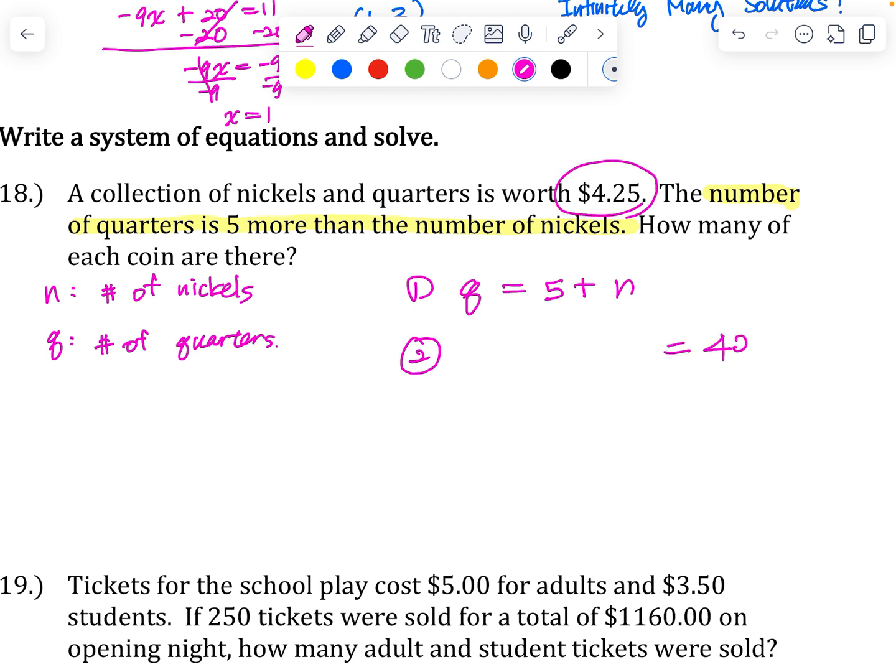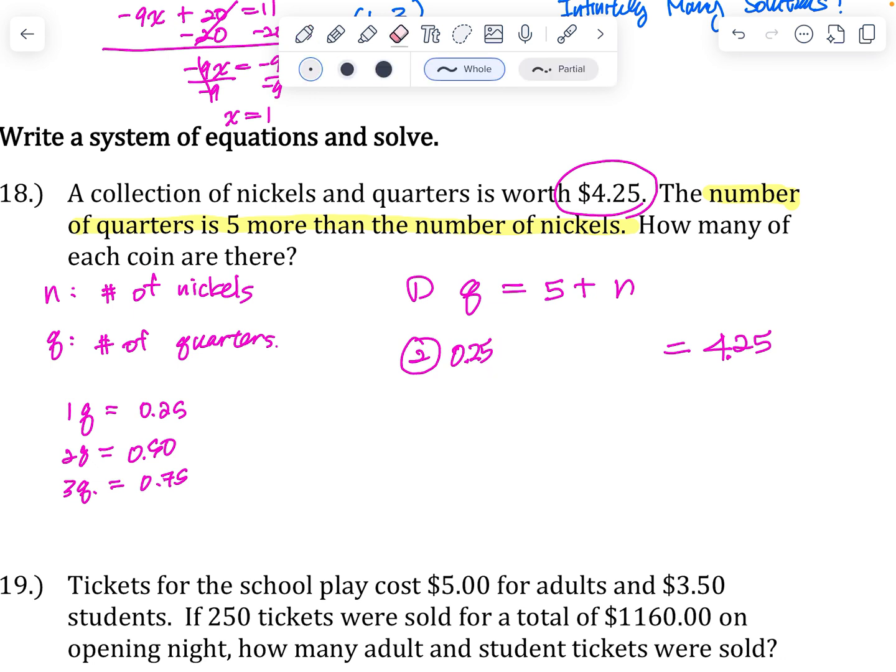Total value is 4.25. How much is a quarter? A quarter is 25 cents. So if you have 1 quarter, that's going to be 0.25. If you got 2 quarters, that's 50 cents. If you got 3 quarters, that's 75 cents, and so on and so forth. So whatever number of quarters it is, I have to multiply it by 25 cents to figure out the total monetary value of this. That's what I do because I'm looking for the total value of 4.25.